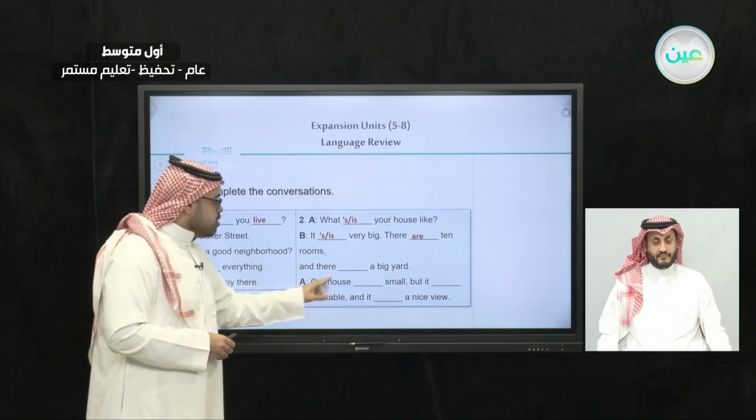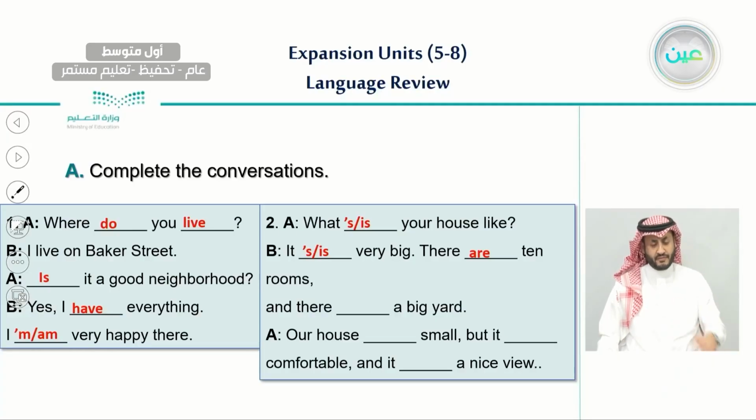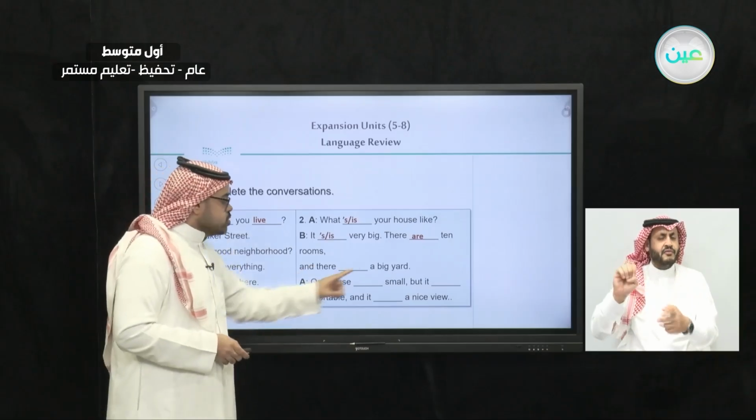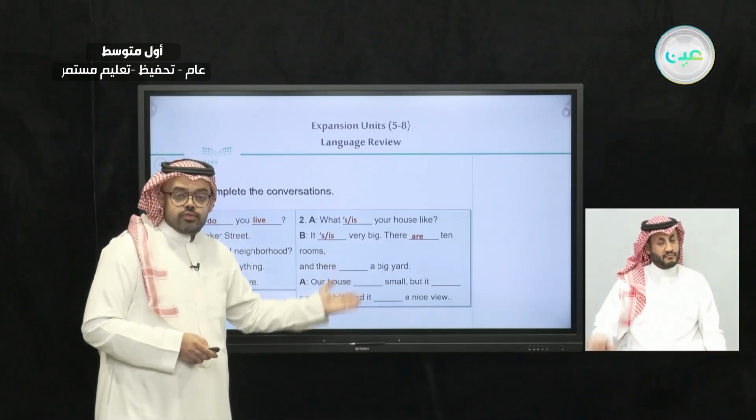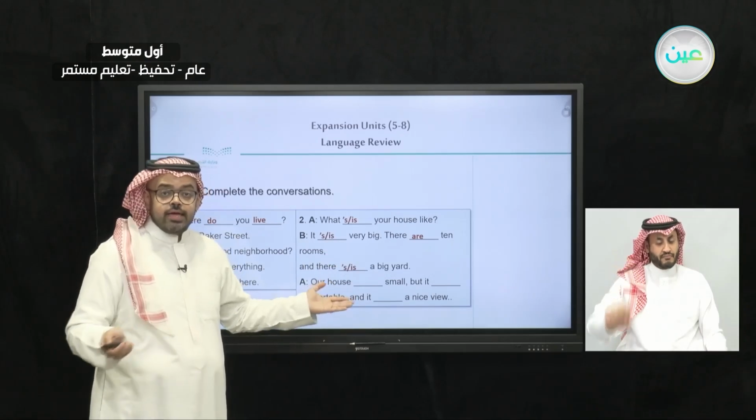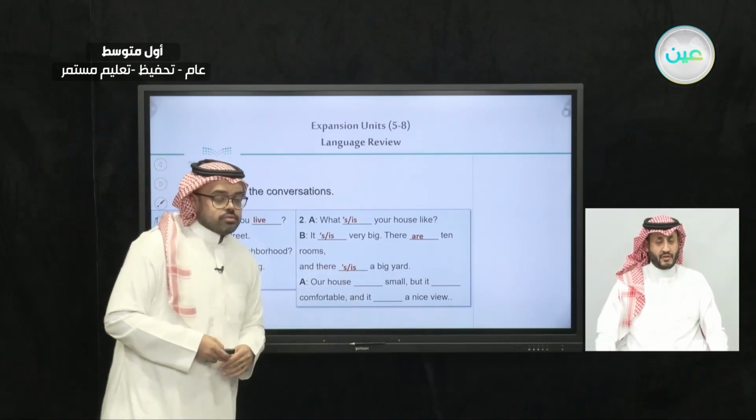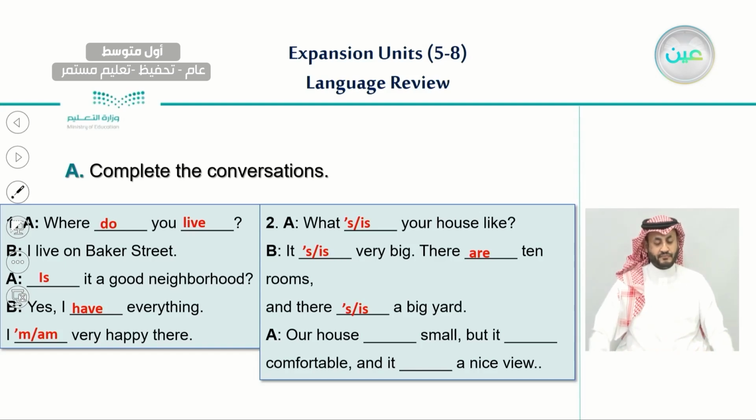And there is a big yard. A big yard, only one yard, not many. So since we're talking about one thing, the verb to be will be is. So there is a big yard. And he continues, says, our house is small, but it is comfortable.